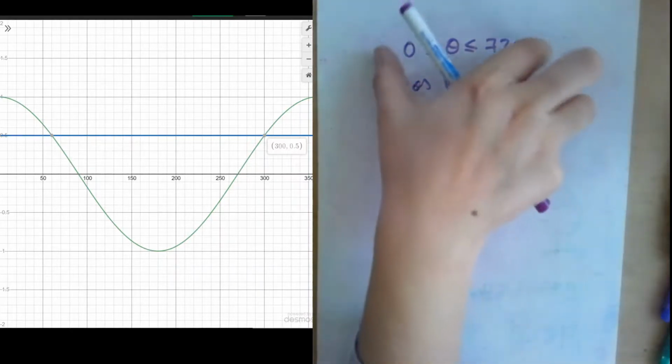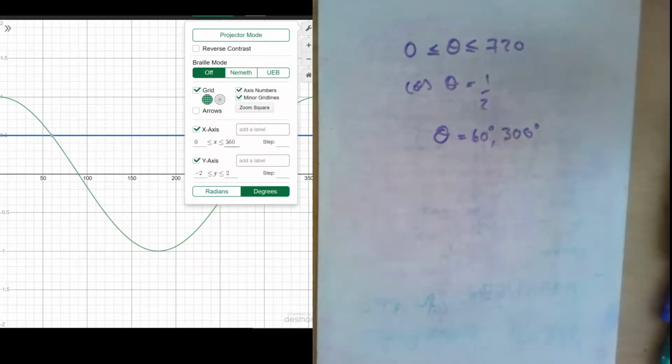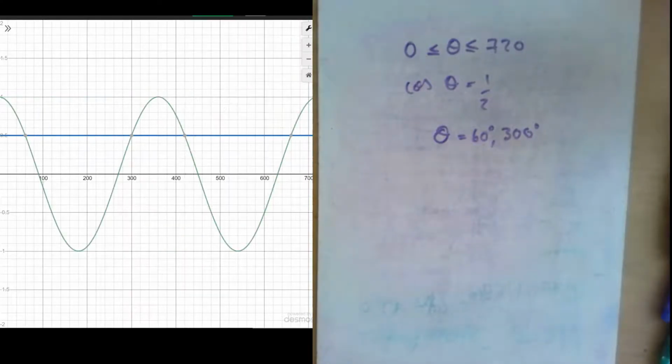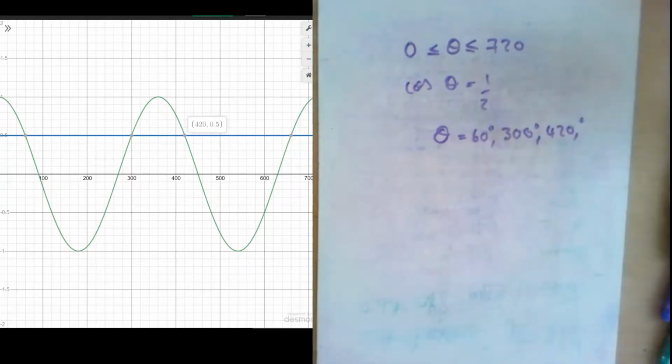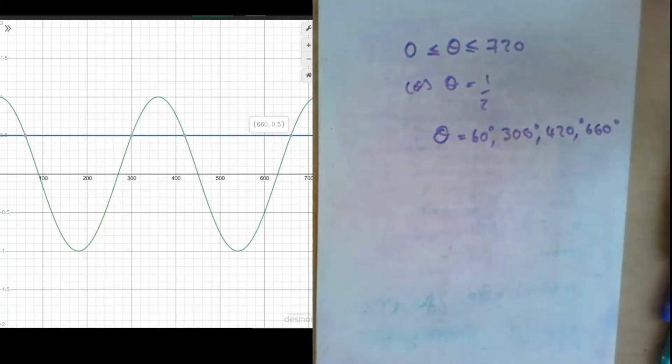So in order to change this, what I need to do is go back to that spanner, and then instead of x going to 360, I'm going to say x to 720. Okay, and then you read off these ones as well. So my next answers would then be 420 degrees. And then I've also got 660 degrees. Okay, hopefully that makes sense.